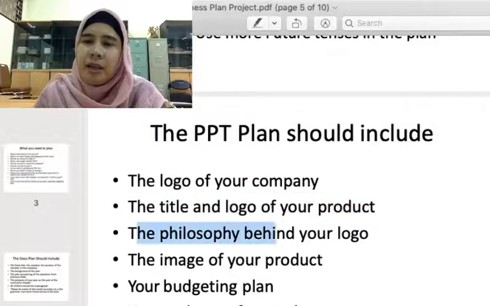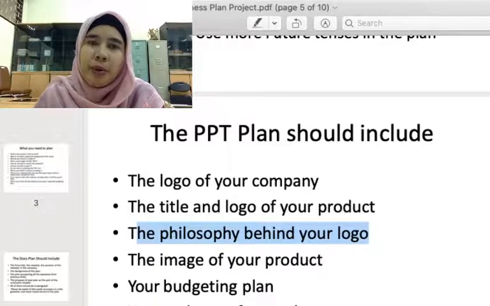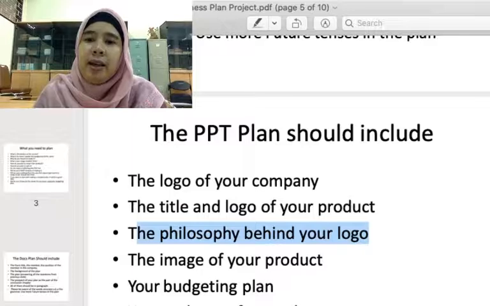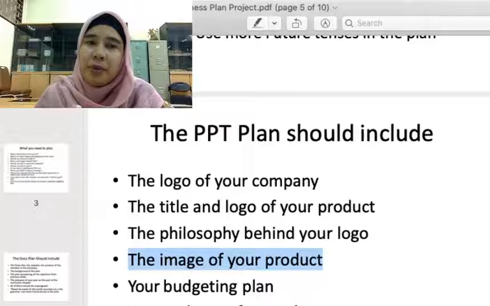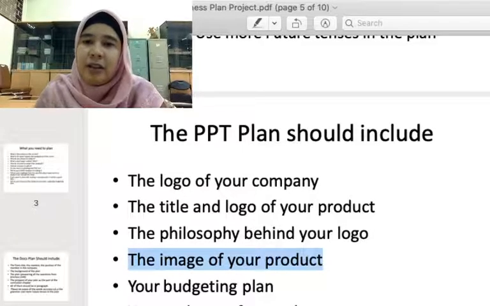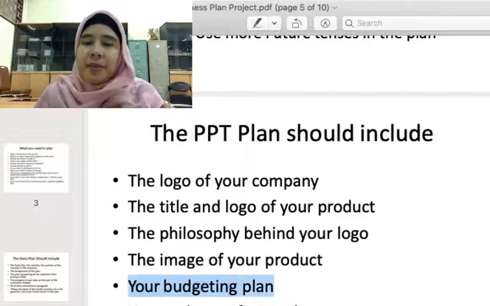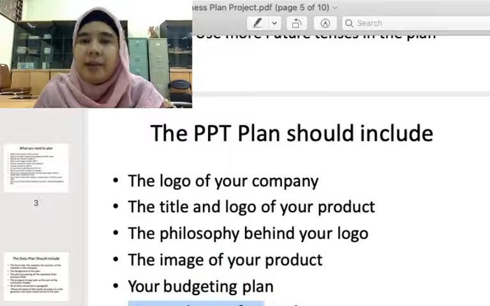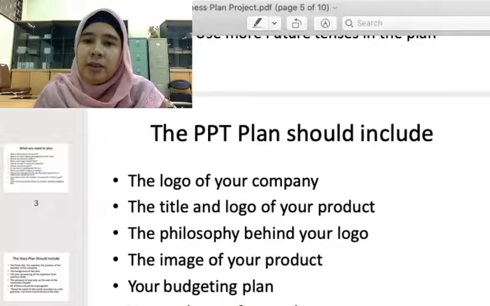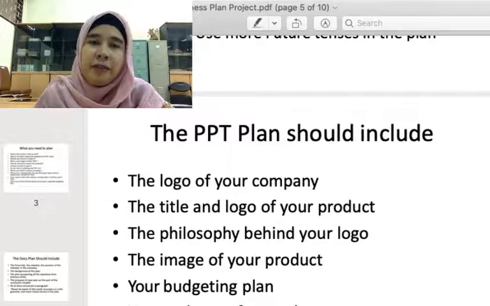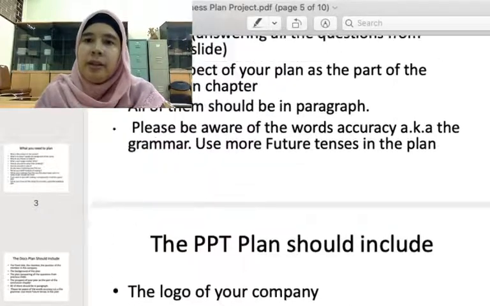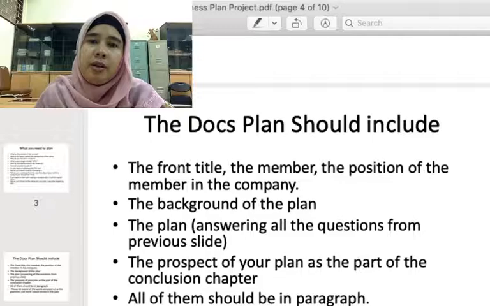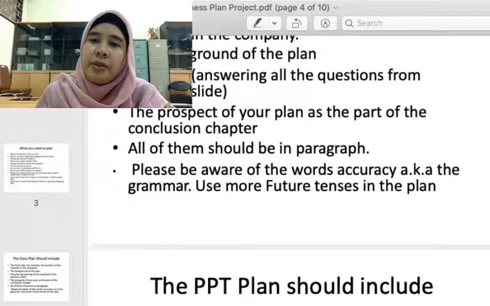The philosophy behind your logo, atau backgroundnya dari logo tersebut. Image of your product, bentuk image seperti apa? The product harus ada image, harus ada bentuknya. Next, your budgeting plan-nya seperti apa. And then the roadmap of your plan, yeah, as I have told you before. All of them should be in the pointers or images. Okay, so there should not be a lot of words in your PowerPoint. On the other hand, there should be a lot of words in your Microsoft Words or proposal.